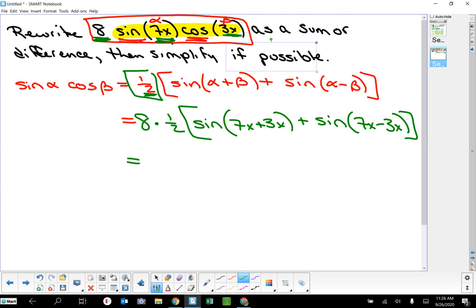Okay, so now we're going to do the math here in the next step. 8 times 1/2 is 4. And then we have 7x plus 3x is 10x. And 7x minus 3x is 4x.